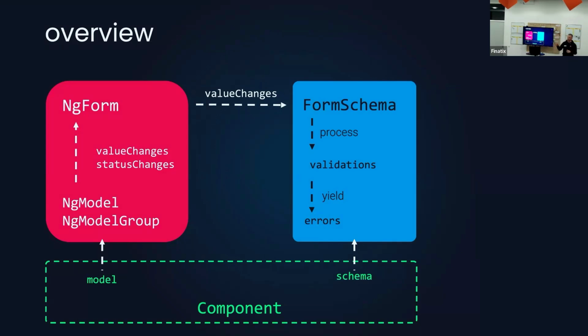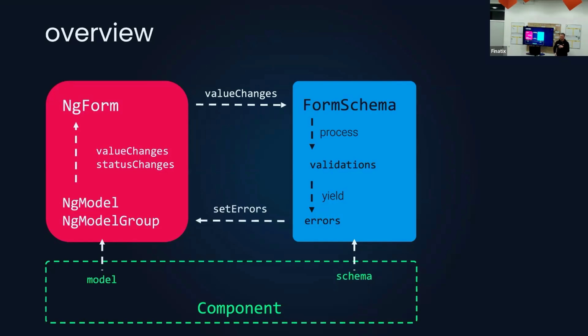And the schema is telling you how the form is structured and in which shape the data should be. And the form schema processes the data inside of the ng form, so they are somehow wired up magically. And then it runs the validations, and then it yields some errors, if there are any.